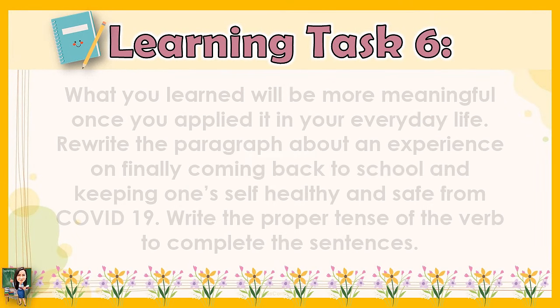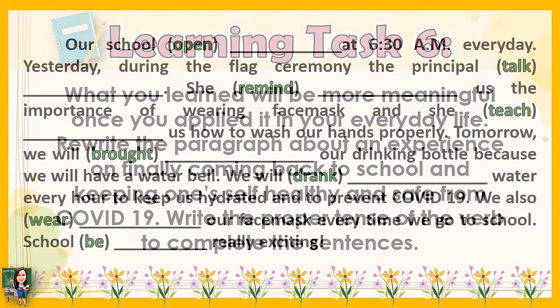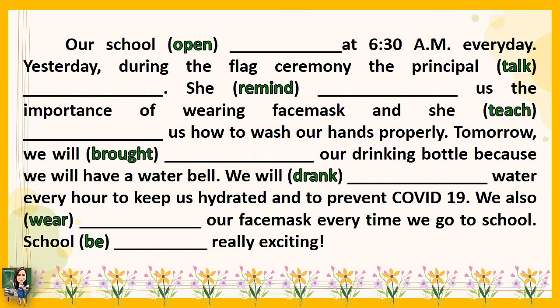And for learning task 6, what you learn will be more meaningful once you apply it in your everyday life. Rewrite the paragraph about an experience on finally coming back to school and keeping oneself healthy and safe from COVID-19. Write the proper tense of the verb to complete the sentences. Our school, open. The correct form of the verb is opens. Just add S. Our school opens at 6:30 a.m.